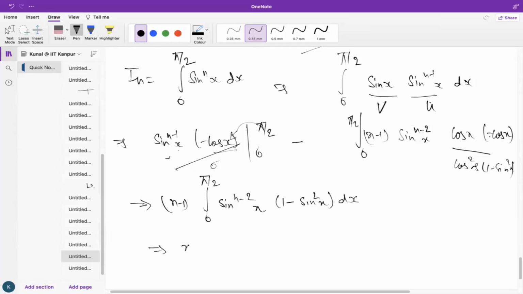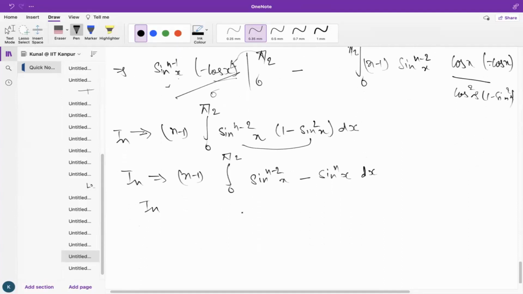So it looks like n minus 1 times the integral from 0 to pi by 2 of sine to the power n minus 2 x, and then what we get when we multiply is sine to the power n x dx. Right? So there is our In. So In is equal to n minus 1 times the integral from 0 to pi by 2 of sine to the power n minus 2 x. This whole term we can write as I n minus 2. Sorry, I n minus 2, right?